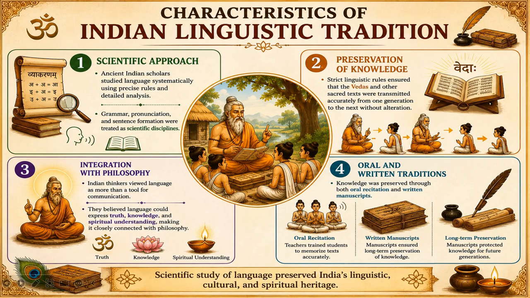So overall, we can say that Indian linguistic tradition was highly advanced, combining scientific analysis, accurate knowledge preservation, philosophical depth, and effective teaching methods. And these characteristics helped preserve the Vedas, literature, and cultural heritage for thousands of years. And here we can see that the ancient linguistic system not only strengthened the language and literature, but also contributed significantly to education, philosophy, and the continuity of one of the world's oldest civilizations.